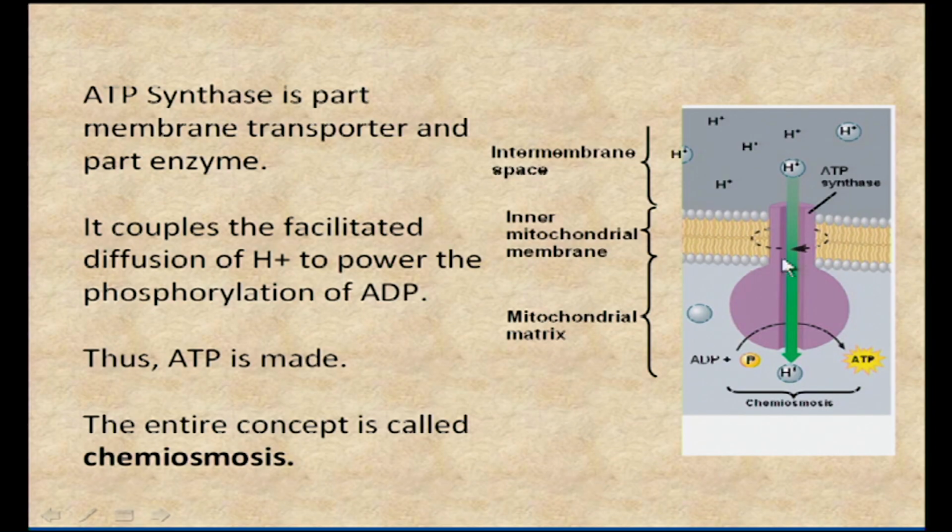If we take a good look at this picture here, you'll see the mitochondrial parts. This is the inner mitochondrial membrane, this is one space, the intermembrane space, and this is the other space, the mitochondrial matrix. Notice that ATP synthase, this huge protein, is embedded in this membrane. And you'll notice that it allows something to come down. That something is a hydrogen ion.